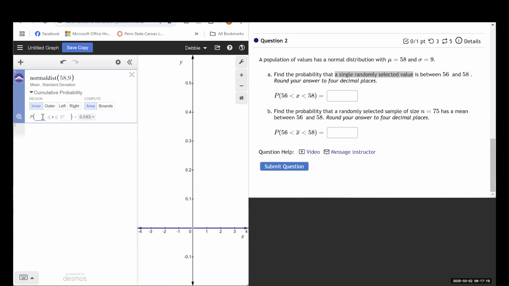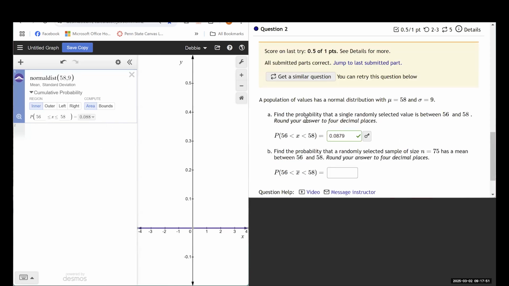So I'm just going to change the X values for the probability statement to 56 less than or equal to X less than or equal to 58, and it gives me the area. But be careful, I want my answer to 4 decimal places, so I can just click on the arrow to drop open a view that gives me 4 decimal places, and then enter that value. All right, so that's part A.